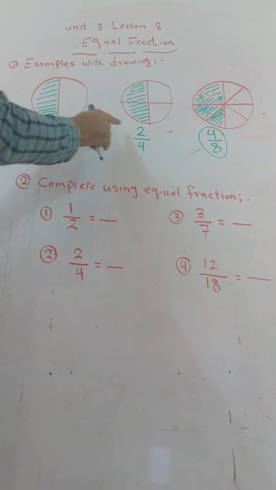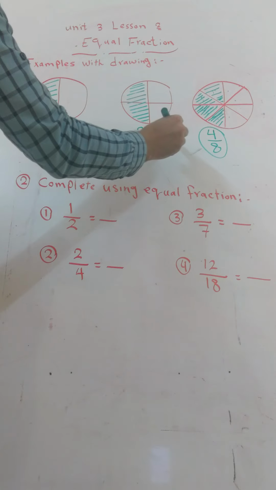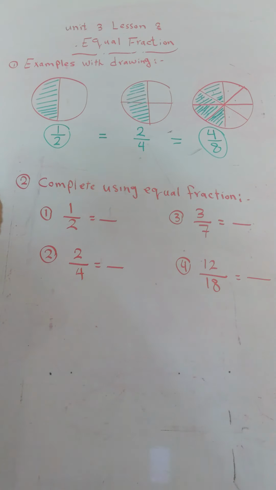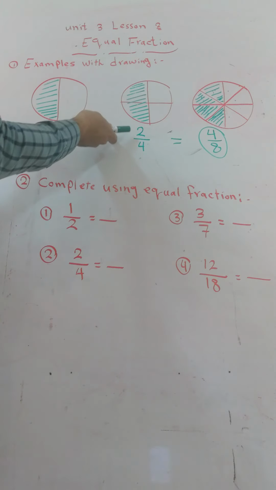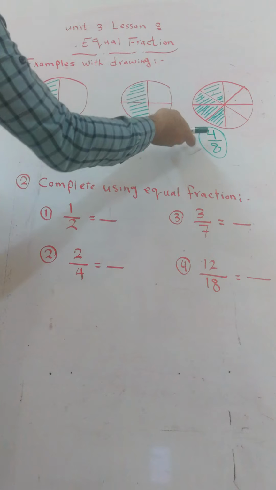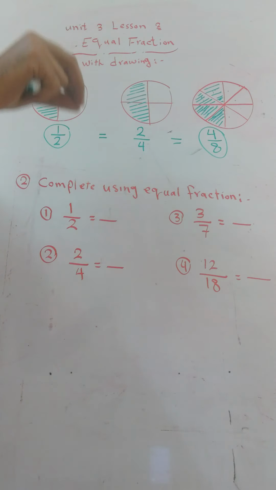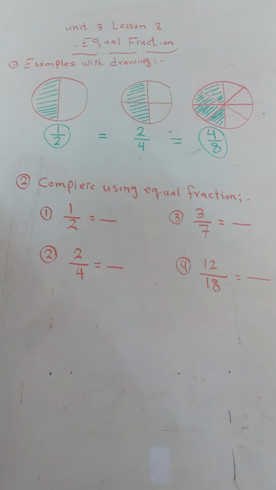So half equals 2 quarters equals 4/8, and these fractions are equal fractions. But you can note that there is a relation between numerator and denominator. The numerator is half the denominator: 1 is half of 2, 2 is half of 4, and 4 is half of 8. Yes, there is a rule between the numerator and denominator.